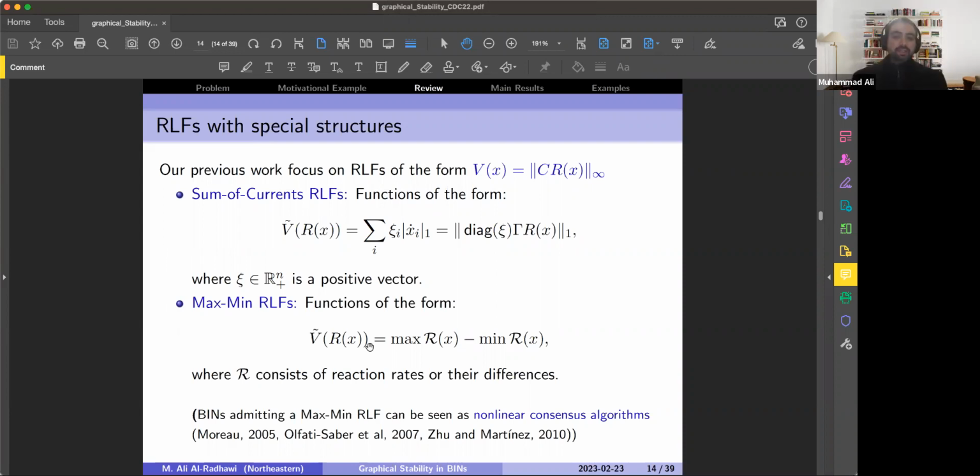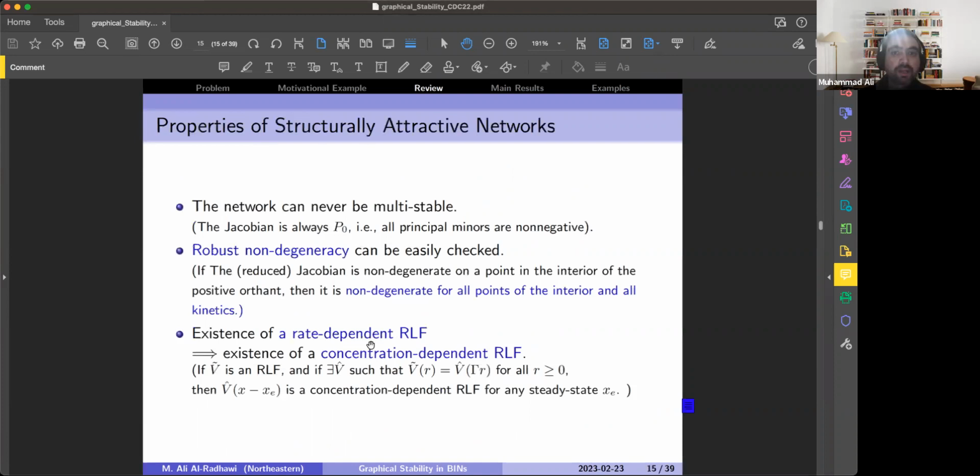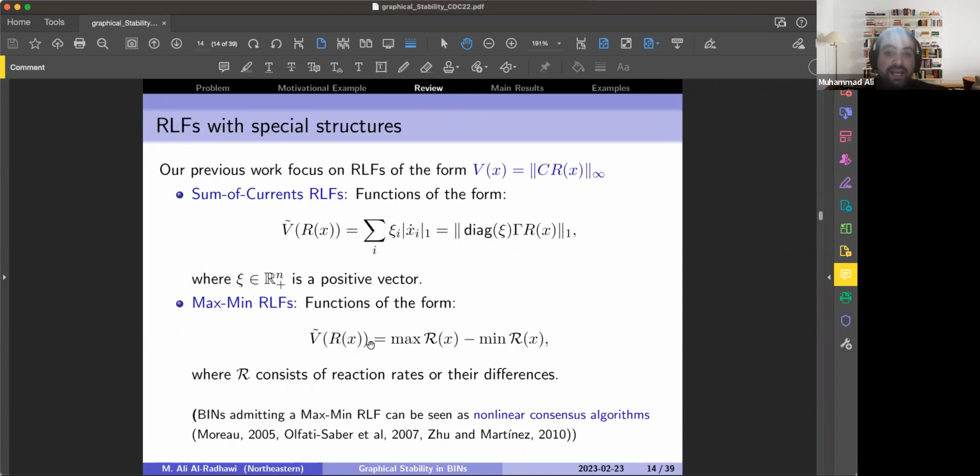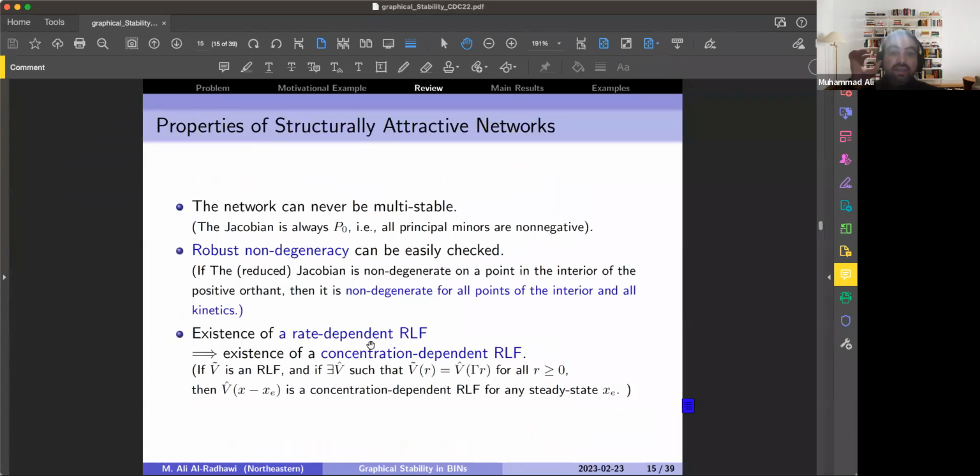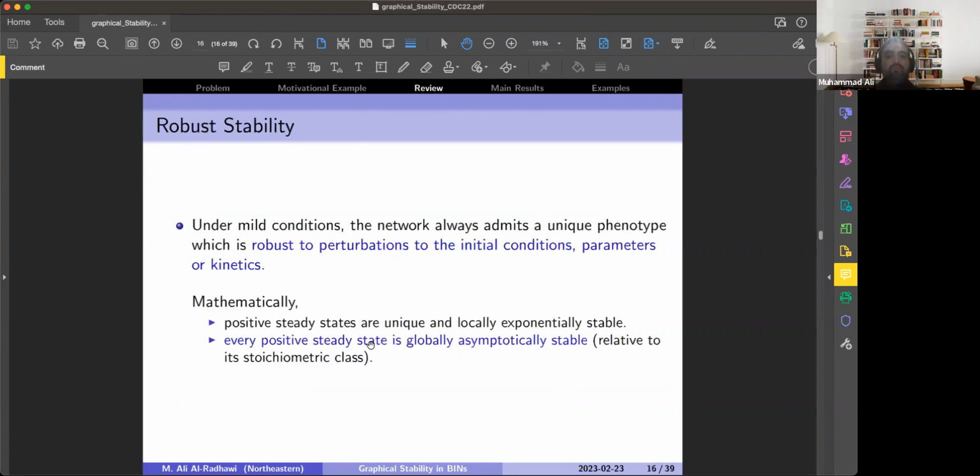This is the first type of function, and the second type is what I call a max-min function. You take the maximum of the reaction rates and subtract from it the minimum, and this can sometimes be a robust Lyapunov function. You might ask why such a function is important. It allows us to deduce the stability of the network. First, it rules out multiple equilibria. We can check robust degeneracy of the Jacobian easily, and we can prove that every positive steady state is globally asymptotically stable relative to its stoichiometric class.